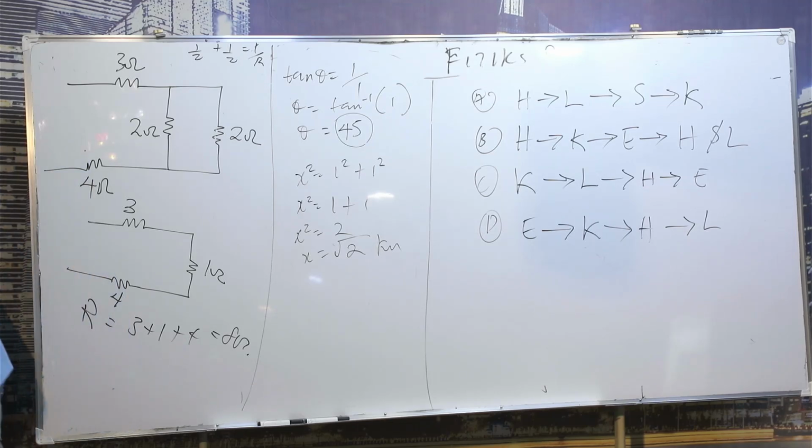Next question. Cathode rays are: A, high energy electromagnetic waves. B, protons. C, neutrons. D, streams of electrons. Streams of electrons, yes.